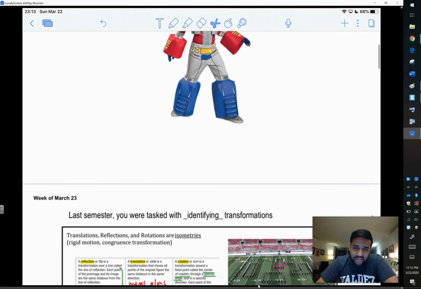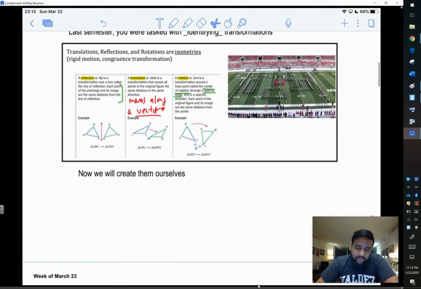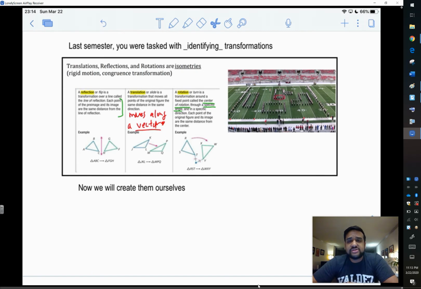Let's take a look. Last semester, around December, one of the last things we learned was a related skill, which was to identify transformations, where I would give you two shapes already drawn or printed, and the task was to figure out what kind of action caused these two shapes to occur. Was it a slide, a translation, a flip, a reflection, or a turn, a rotation? And you had to give some detail about how each one of those motions was performed: a vector of translation, a line of reflection, or an angle of rotation.